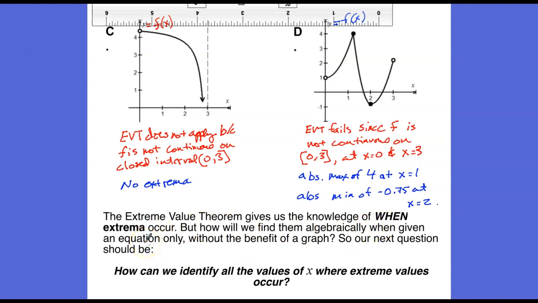So the extreme value theorem gives us the knowledge of when extrema occur, but how will we find them algebraically when given only an equation without the benefit of a graph? So the next question should be, how can we identify all the values of x where extreme values occur? So let's take a look at that in the next example.